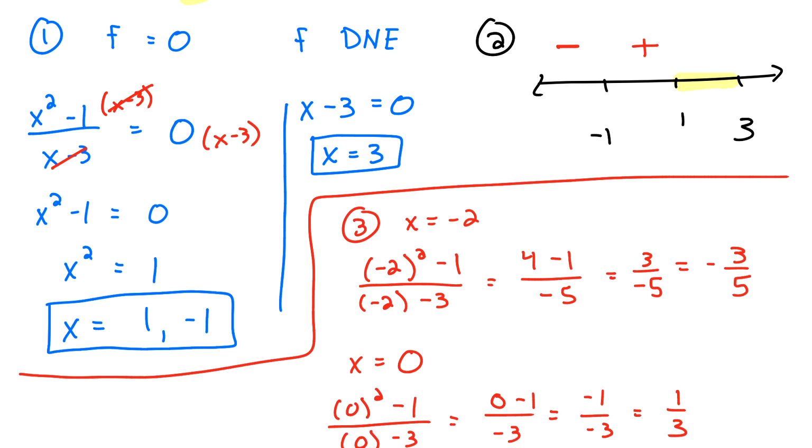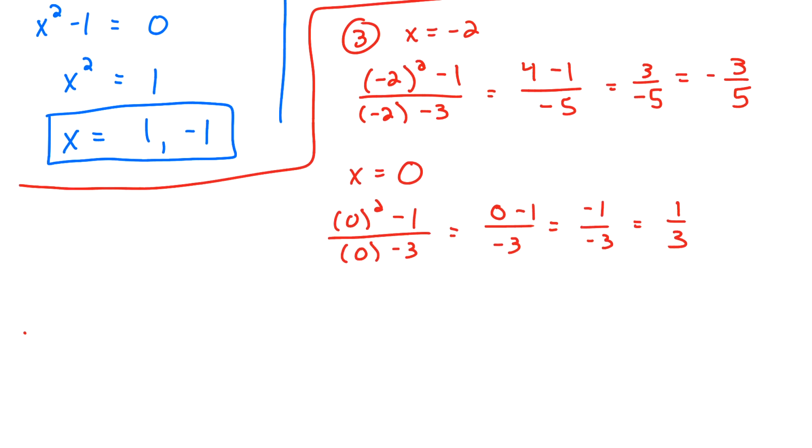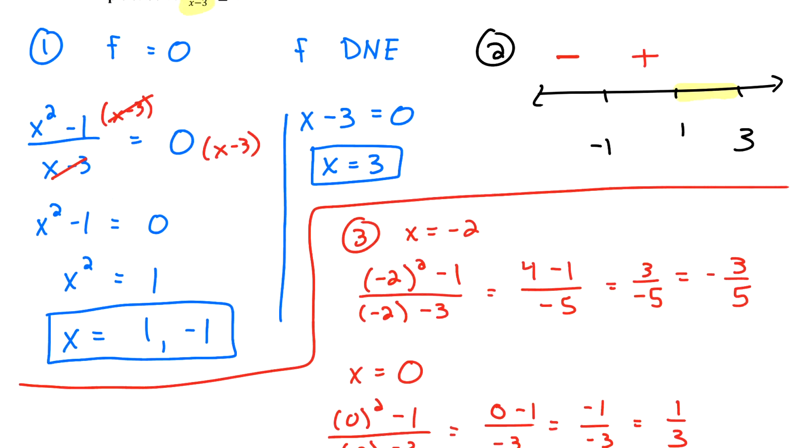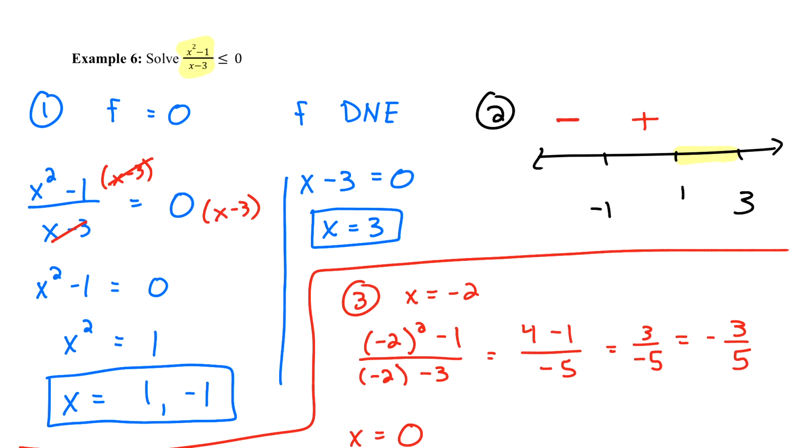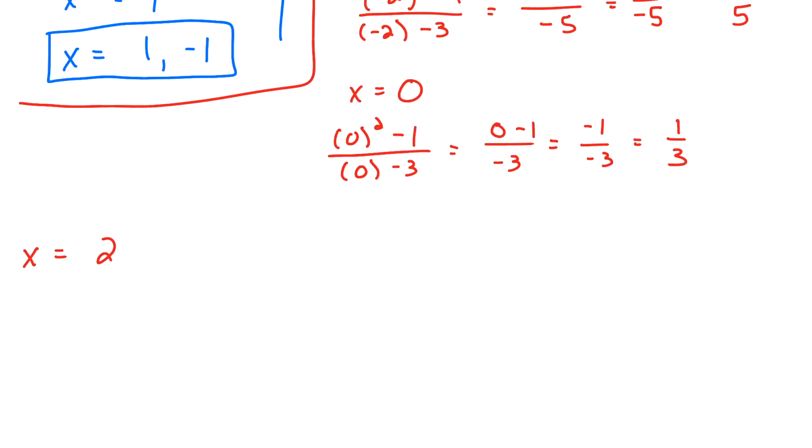Now I need a number between 1 and 3. How about positive 2 this time? So I'm going to take x equals positive 2 this time. And again, just to remind ourselves, we're plugging this back into the function on the left-hand side of our inequality, that x squared minus 1 over x minus 3.